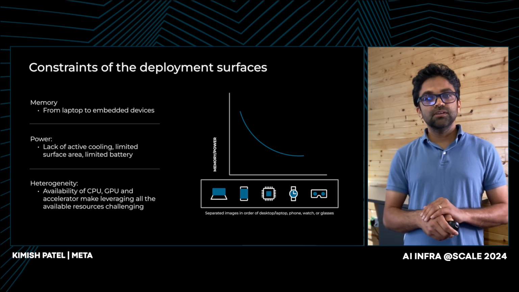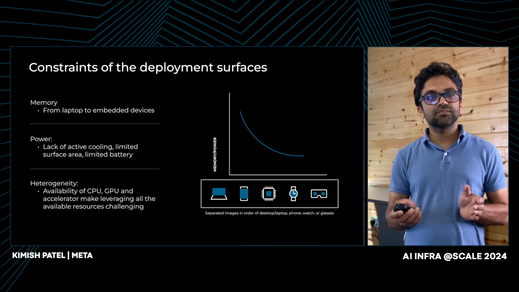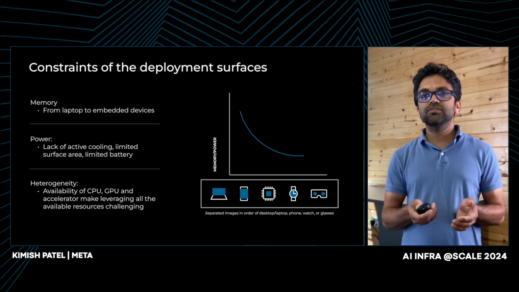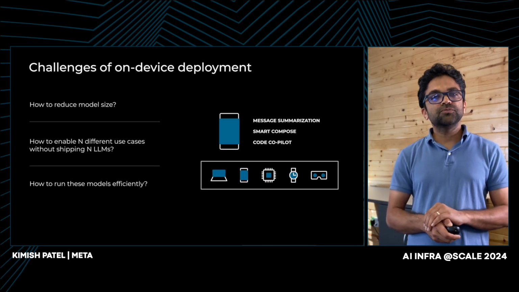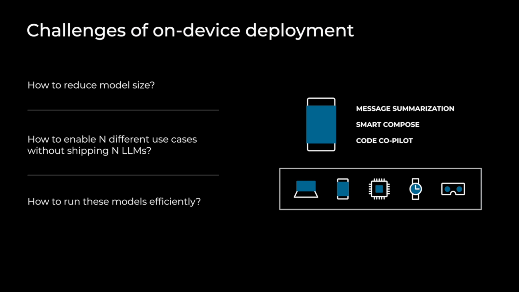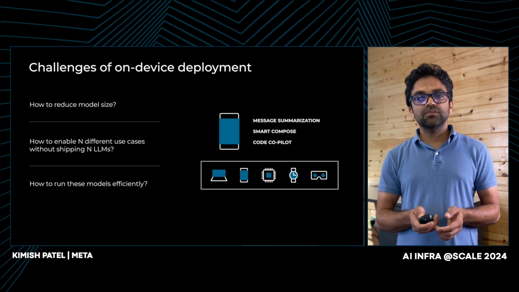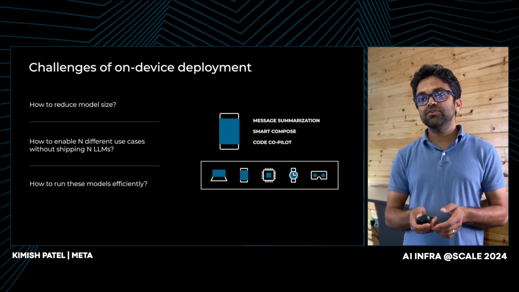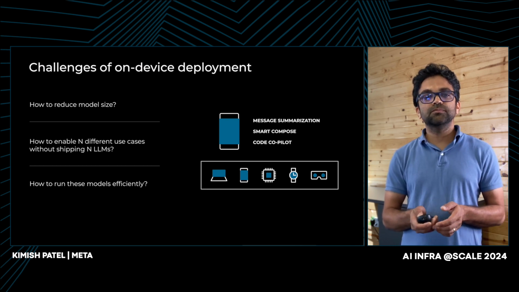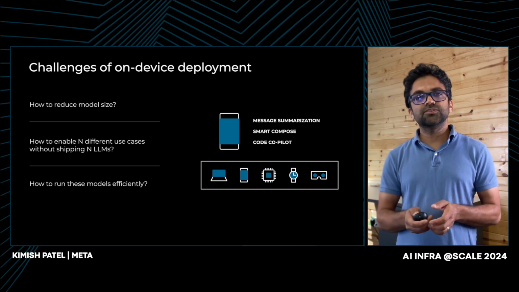Furthermore, modern SoCs contain a wide variety of task-specific accelerators such as GPUs, neural engine, image processing blocks, etc. These constraints throw some challenges for deployment. For example, limited on-device memory means we must reduce the model size. Not only that, if we have different use cases such as message summarization or smart compose, each such use case cannot ship its own large model due to limited memory and disk space. Furthermore, we must make sure these models run efficiently to meet the latency requirement, which in turn means we must figure out how to leverage the available hardware to the maximum. Let's take a look at how we can address each of these challenges.